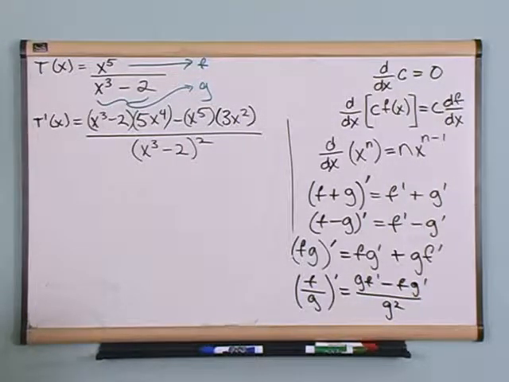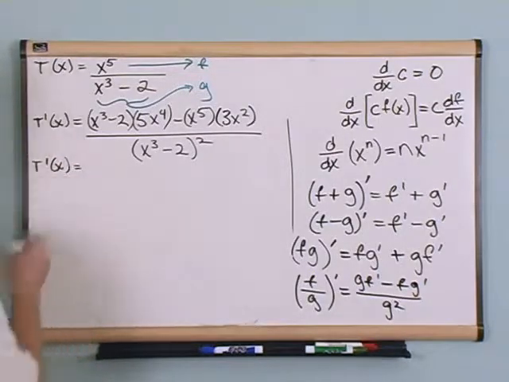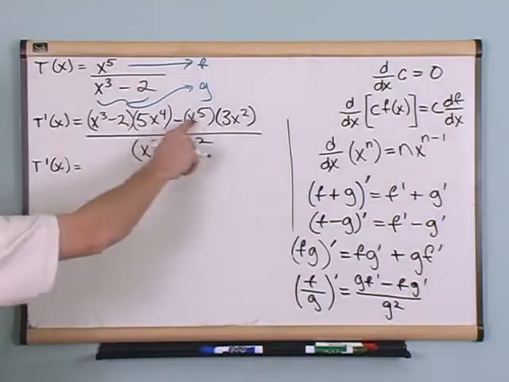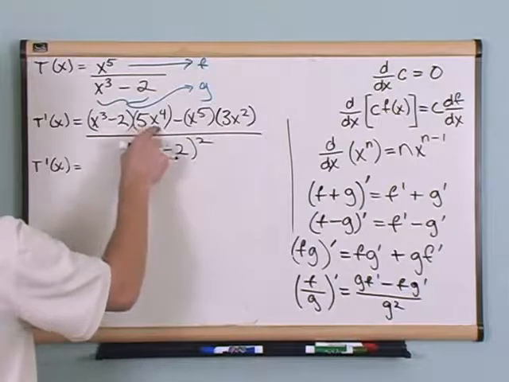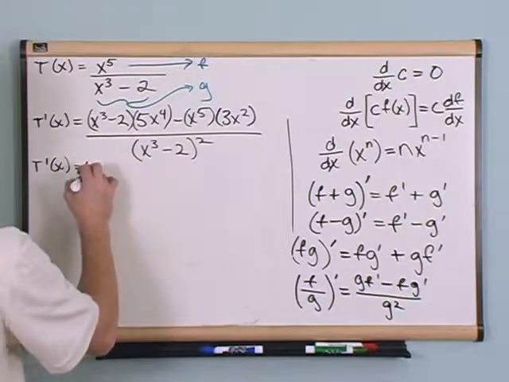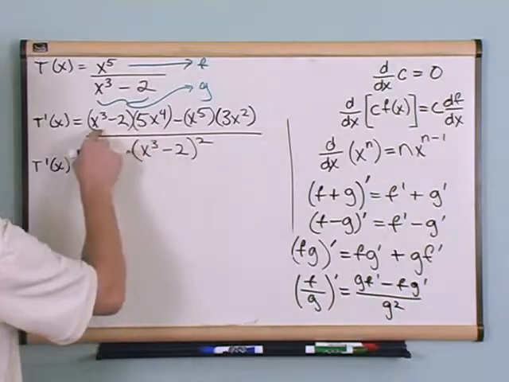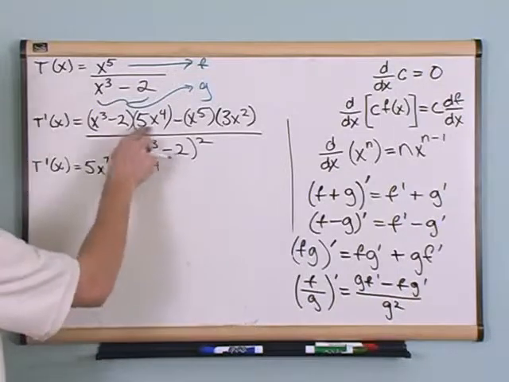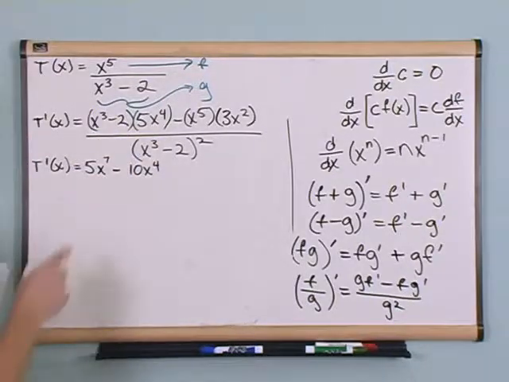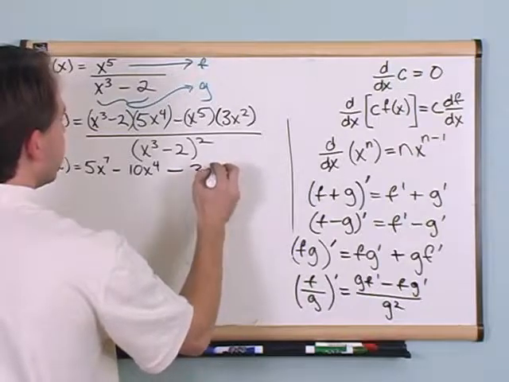Okay. So what do we have on the top? T prime of x. On the top, we have to distribute the stuff in and multiply the stuff out, and hopefully it simplifies. So what we have here, 5x to the 4th times x to the 3rd is 5x to the 7th power. Minus 10x to the 4th power: this term times this term, 2 times 5 is 10, you've got the negative sign, x to the 4. And then finally minus this term times this term is just 3x to the 7th.